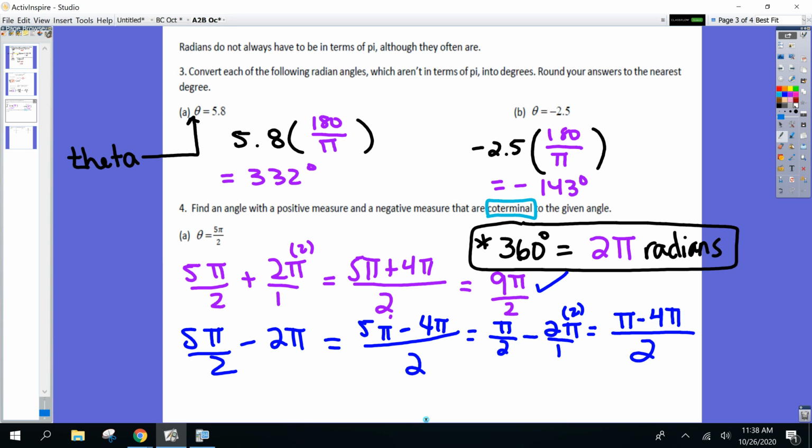And then, guys, take a look. I'll get my final answer, which is what? Pi minus 4 pi? Negative 3 pi over 2. There's my negative version. All right? So again, keep adding 4 pi or keep subtracting 2 pi till you get both versions. And I'm pretty confident you should be able to handle the fractions here, even though they don't have the same denominators.